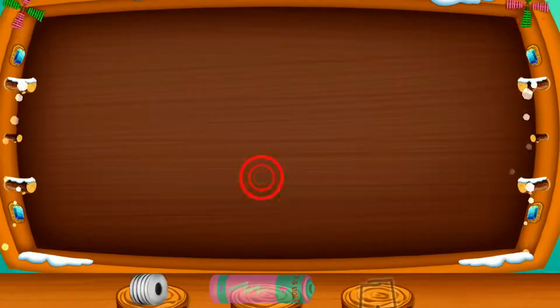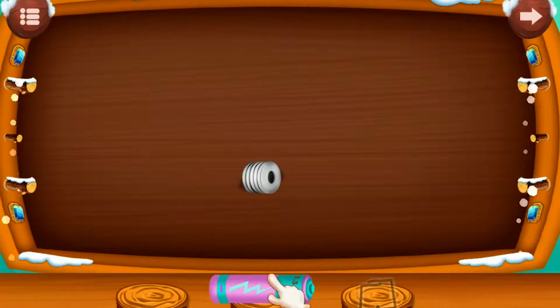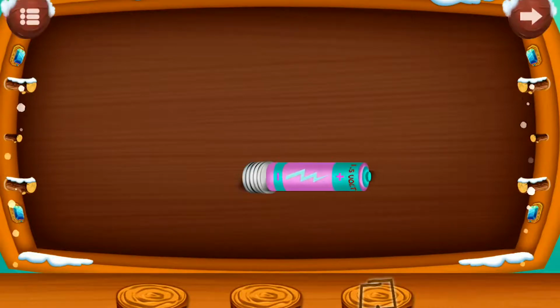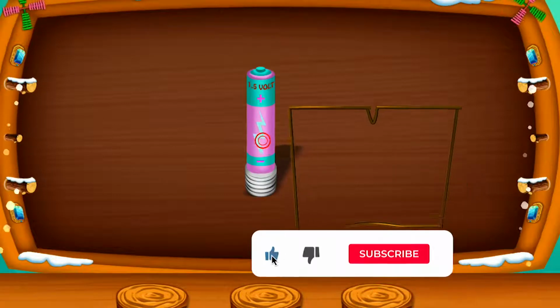Take magnet. First of all, take a cell. Place the copper wire on the positive terminal of battery.